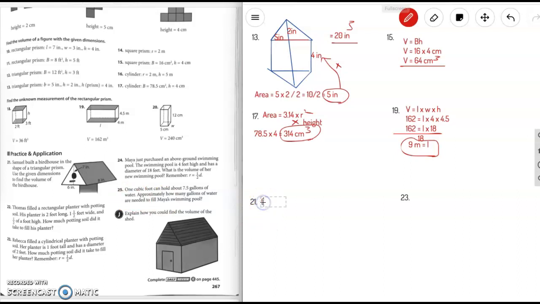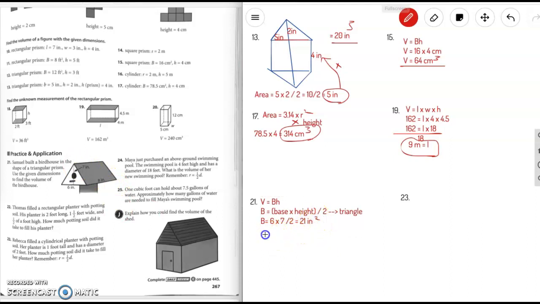So, volume is base times height. The base is basically going to be, okay, so remember this is of the triangle. So the base of the triangle is 6 inches, the height of the triangle is 7 inches. 6 times 7, 42. Divided by 2 is 21 inches squared.